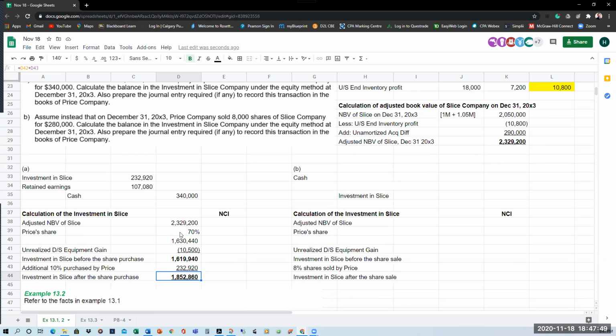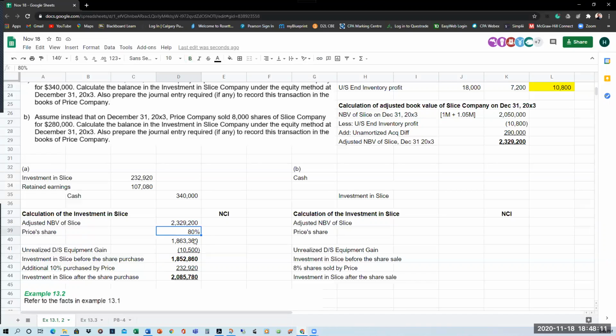We could have directly done 80%, right? I just showed you what the amount was before the share purchase. You didn't have to do this. You could have just directly put 80% to the 2,329,000. So if I put 80% here, that would give me 1,863. Take out the 10,500 and you would get the investment in Slice.